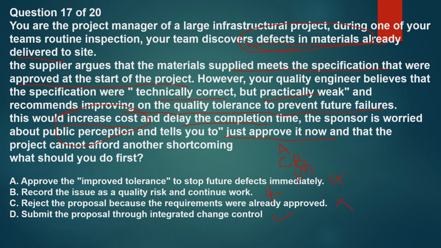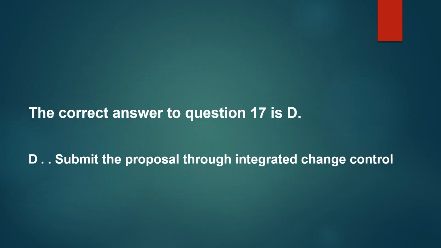So now we are left with only one option, which is submit the proposal through the integrated change control process, and that is the correct answer. Correct answer is option D. The correct answer to question 17 is D. Submit the proposal through integrated change control. Question number 8.